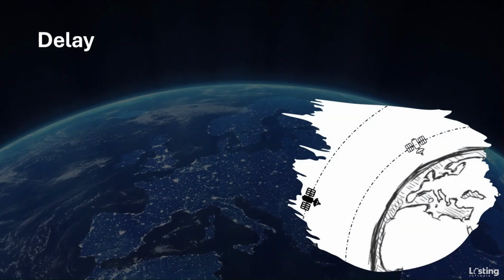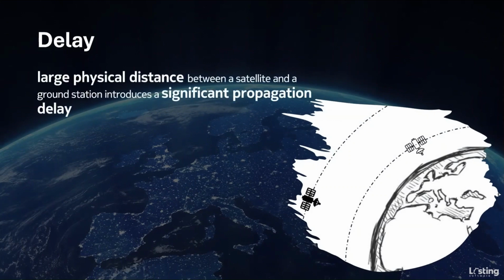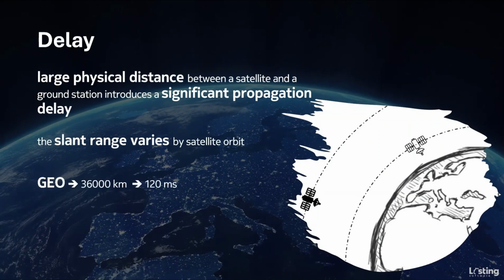The delay. The large physical distance between a satellite and the ground station introduces a significant propagation delay in the satellite communication, especially when compared to terrestrial systems. Therefore, slant range, or the line of sight distance between satellite and ground, varies by satellite orbit. For geosatellites, the slant range is approximately 36,000 kilometers, resulting in a one-way delay of about 120 milliseconds. For LEO satellites, the slant range is typically around 500 to 2,000 kilometers, leading to one-way delays between 1.66 milliseconds and 7 milliseconds.